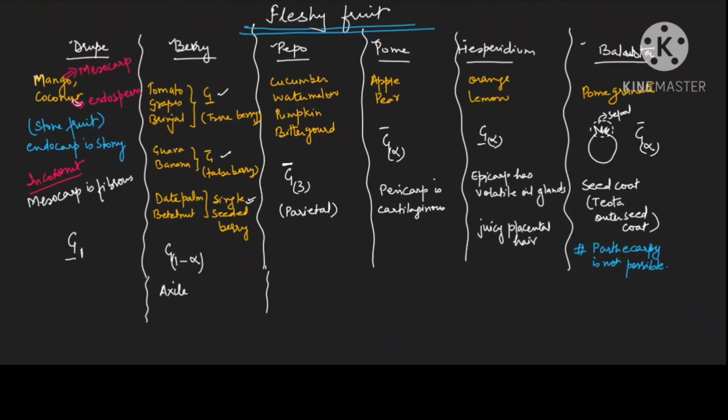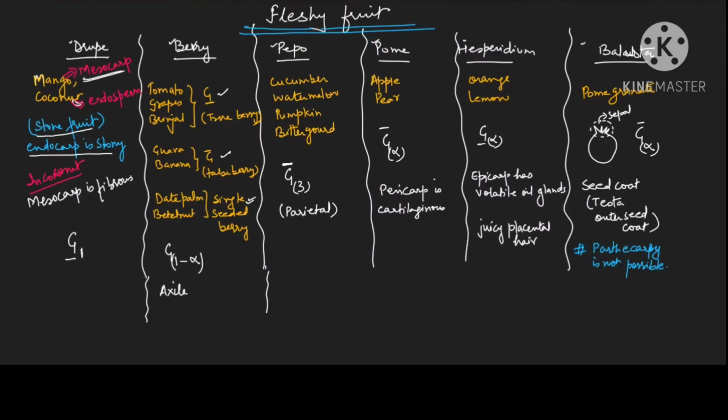Now, when you think of the mango, you peel the epicarp and eat the mesocarp. So in mango, mesocarp is edible. When you throw the seed, on top of the seed coat, endocarp is there. When you throw the seed, a sound comes because it's a stony endocarp. Because the endocarp is stony, drupe fruits are also known as stone fruits.